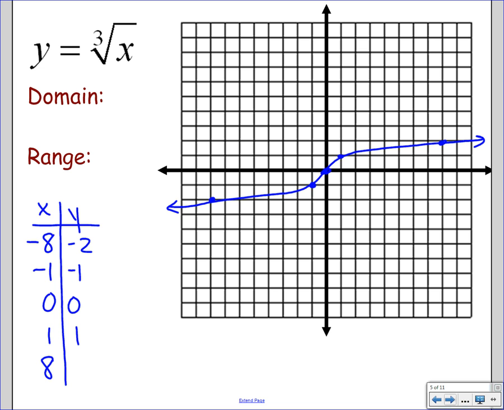Because I can cube root negative numbers and positive numbers, your domain is all real numbers. Since you go forever up and down, you get all real numbers out of it. So the difference in these is if you see a cube root, your domain and your range is always going to be all real numbers. If it's a square root, you're going to have restrictions.